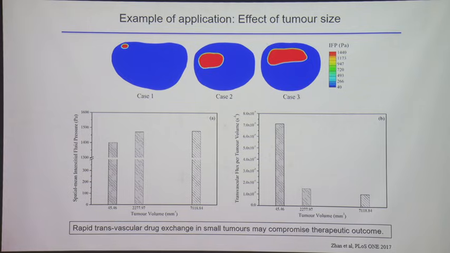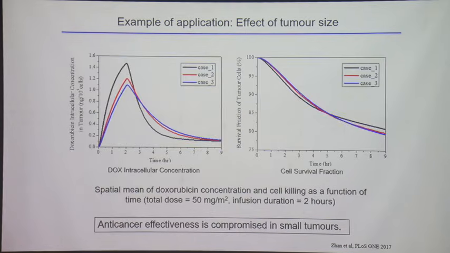Now, that is quite different. So the transvascular flux is much higher in the smallest one compared to the other two. So what that means is rapid transvascular drug exchange in small tumors, and this may actually influence the therapeutic outcome.